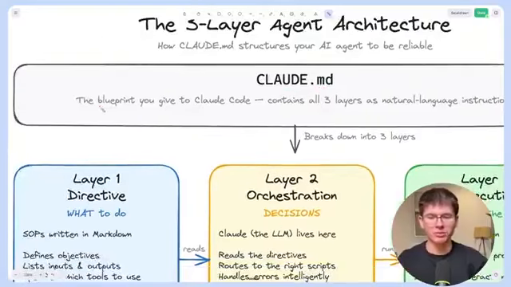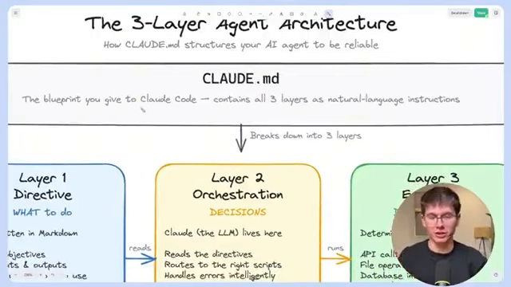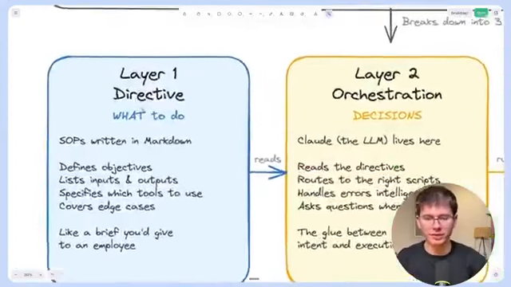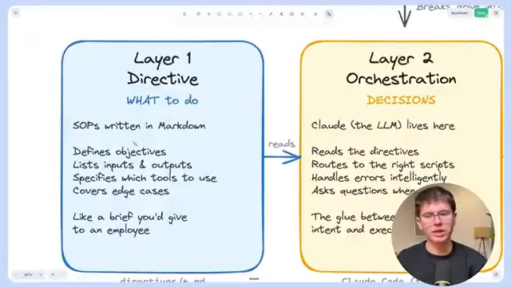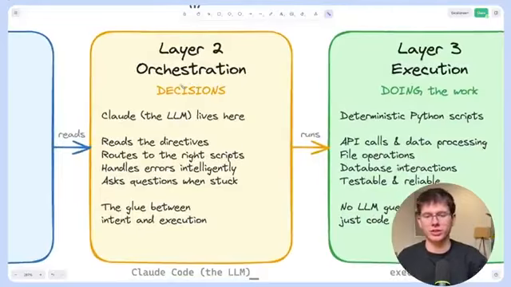This right here, I can think of it as a blueprint that you give to Claude Code, and it contains a 3-layer architecture, a 3-layer structure that Claude Code needs to use to be able to then build these things and store all the files in the same place. The first layer is the directive. So this is what to do. So we give it SOPs, we define objectives, we list the inputs and the outputs, we specify which tools we have to use, and we cover all the edge cases of the workflow. It's like a brief that you give to someone working in your company. Then we have layer 2, which is the orchestration, and this is for the decisions.